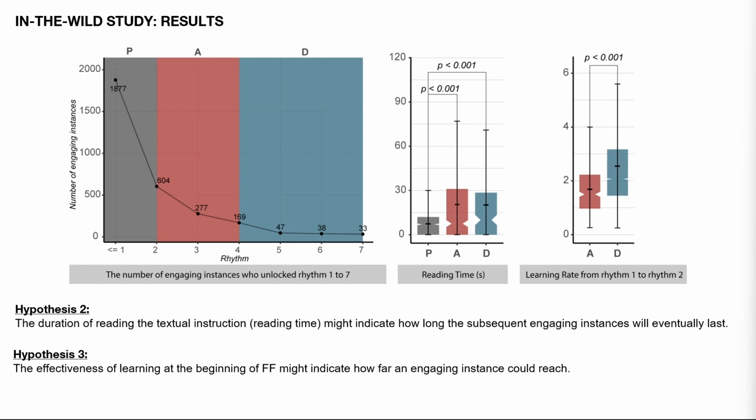Our third hypothesis was that the effectiveness of learning at the beginning of feedforward-driven might indicate how far an engaging instance could reach. We tested this by calculating the learning rate, namely the division of completion time between the first and second rhythm and the maximum achieved rhythm of all engaging instances that ended in the active or discovery phase. As seen on the box plot on the right, engaging instances ending in discovery had significantly higher learning rate between rhythm 1 and 2 compared to those ending in the active phase. Thus, passersby who unlocked rhythm 2 faster than rhythm 1 were also more likely to unlock the subsequent sequence of rhythms.